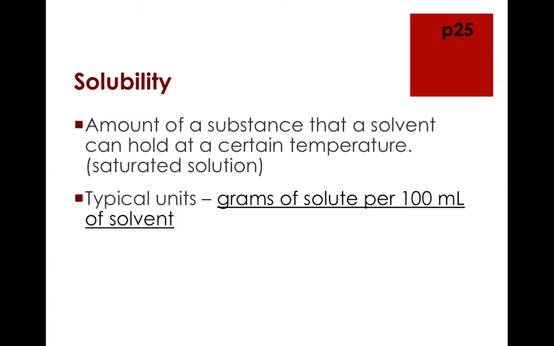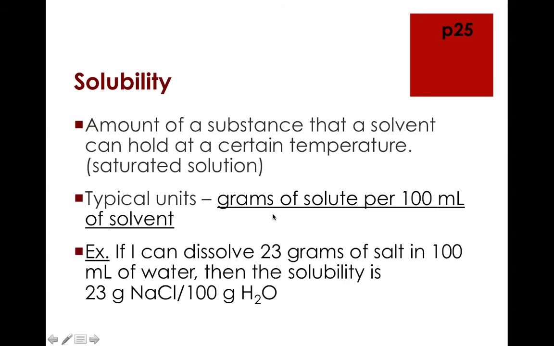So what we do is we take a set amount of liquid, like 100 milliliters of water as our solvent, and we dissolve salt, or whatever our solute is, until it can hold no more. And then at that point where it holds no more, that is a saturated solution, and then we write that number of grams down, and that's our solubility. So for example, if I can dissolve 23 grams of salt before it won't take anymore, in 100 milliliters, then the solubility is 23 grams of salt per 100 grams of water.